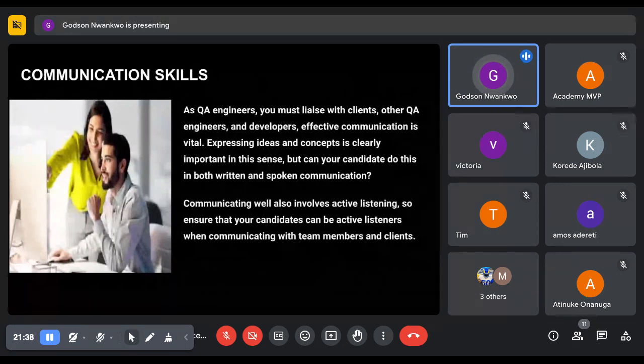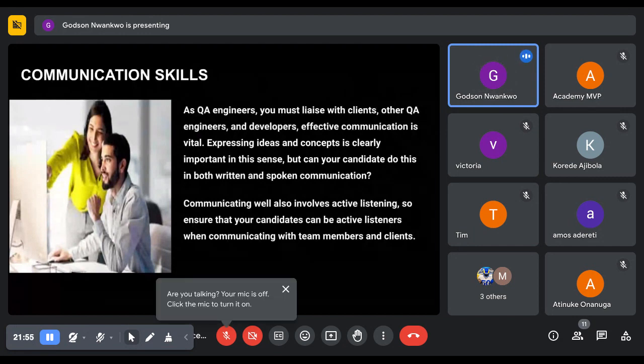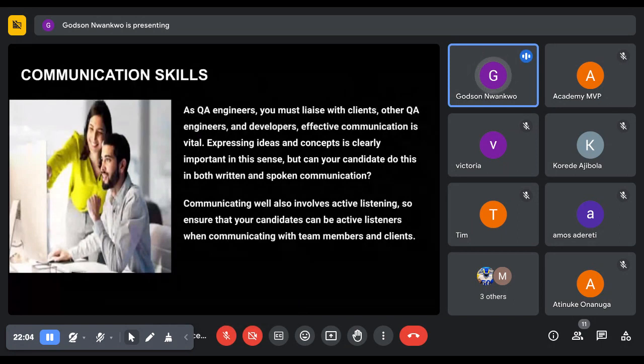As a QA engineer, you have to be good in your communication skills, which involves your facial expression, your body language, being emotionally intelligent, your choice of words and all that, because it's very efficient and important as a QA engineer.